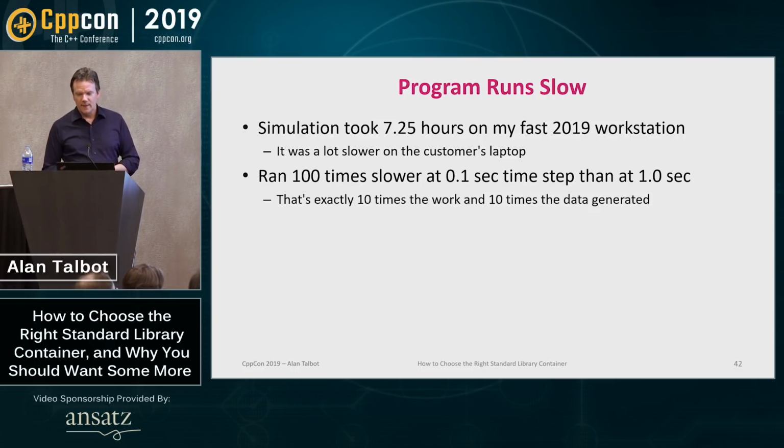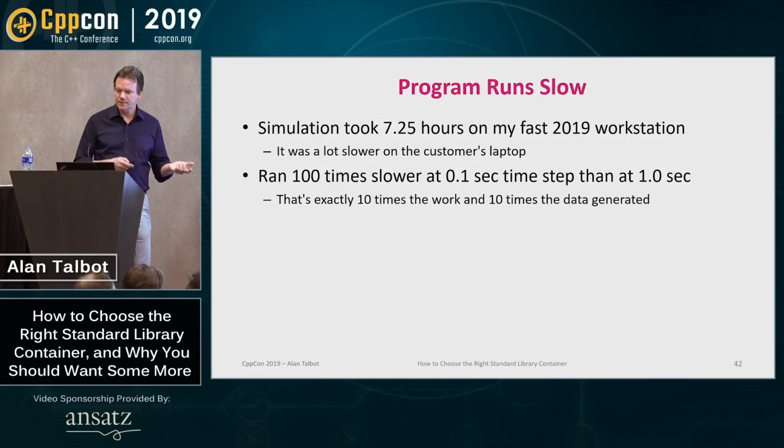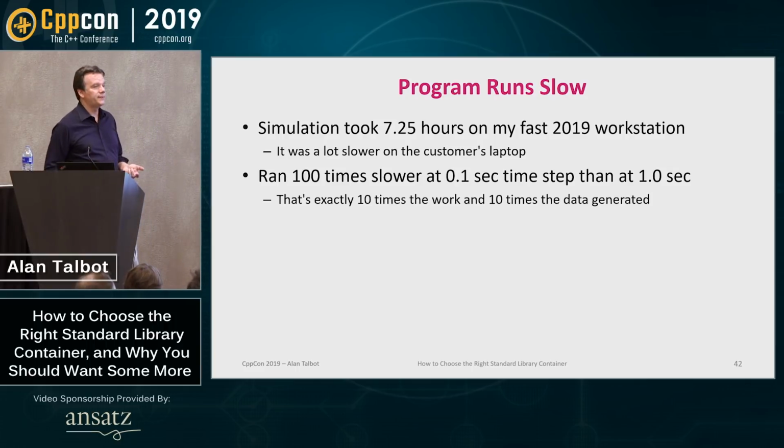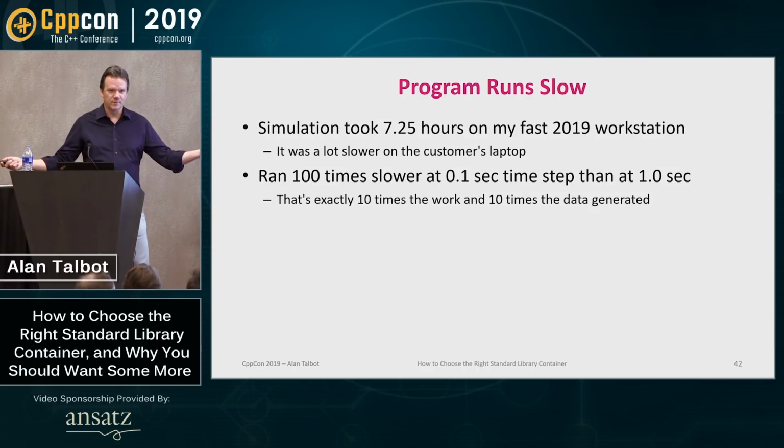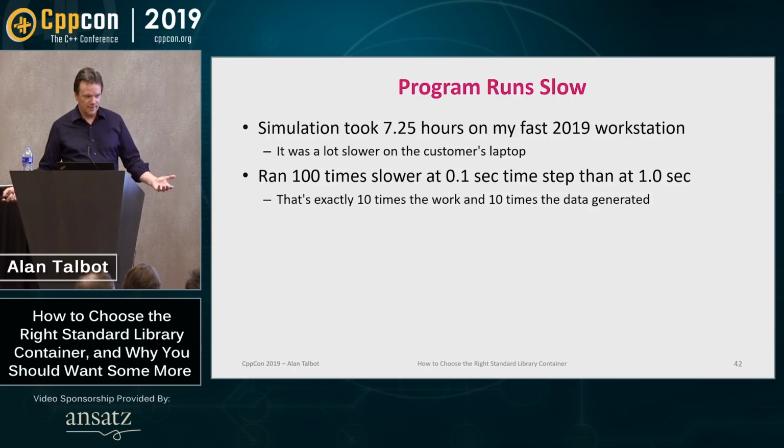I noticed that when I ran the simulation at a 1 second time step, it ran fine. When I changed it to a 10th second time step, it ran 100 times slower. Well, that's not right, because I'm doing 10 times as much work, storing 10 times as much data. It should have run 10 times slower. And it always had run 10 times slower, and suddenly it was 100 times slower. So this seemed like it could be a clue, but I'm not sure what it was a clue of.